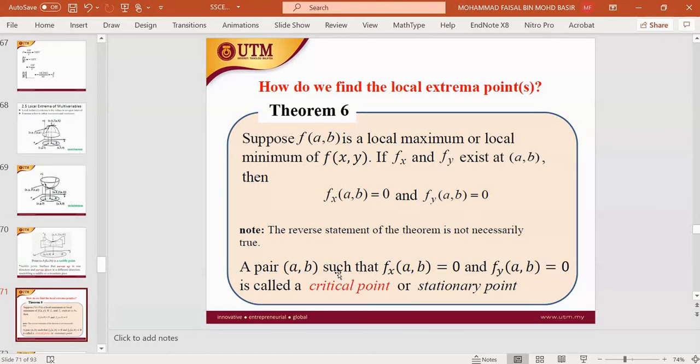A point (a,b) such that fx equals 0 and fy equals 0 is called a critical point or stationary point. So to find the local extrema point, the first step is you have to find the critical point. You might get a lot of critical points, but not all critical points will be max or min. Maybe max, maybe min, maybe saddle. But for the first step, you have to find the critical point.